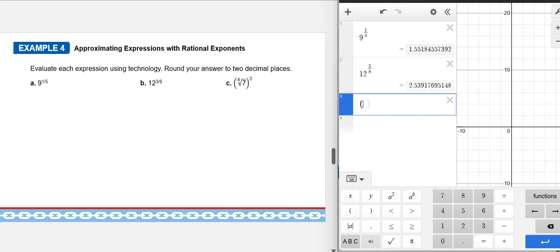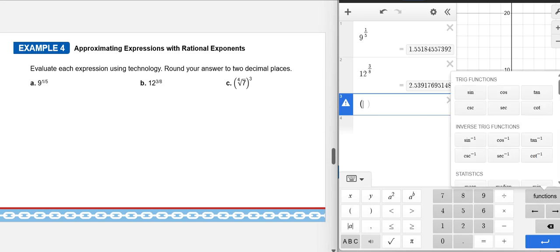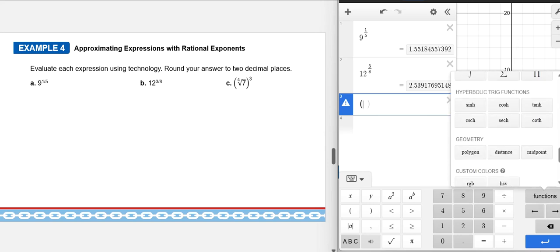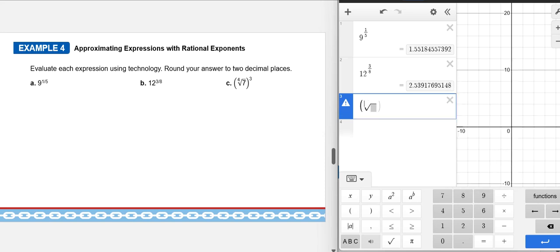See a parenthesis, and then I'm going to go to get that nth root at the bottom of the function list. Right, I want the fourth root of 7, which is going to be a pretty gnarly number there, and then to the third power. Right, so those are my answers. My directions here say to round them to 2 decimal places, so I'm going to go ahead and do that.